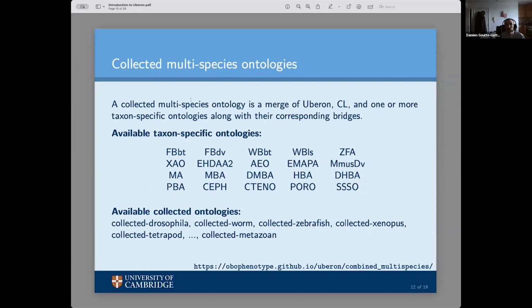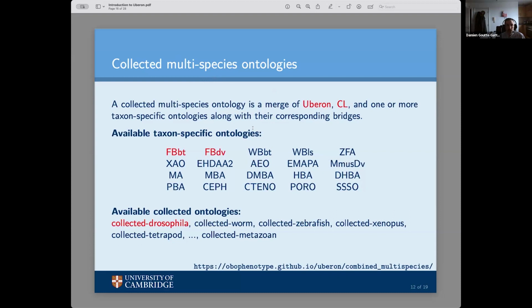So now we get to what we call the collected multi-species ontology. That is really Uberon-specific parlance. What we call a collected ontology is basically a merge between Uberon, CL, and at least one taxon-specific ontology, possibly several of them, along with their corresponding bridges. So we can provide collected ontologies for all those taxon-specific ontologies.